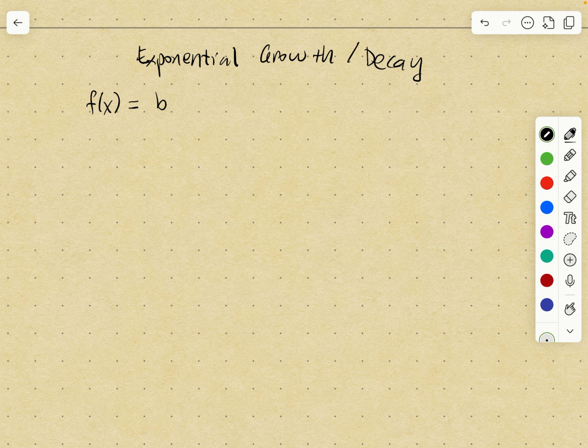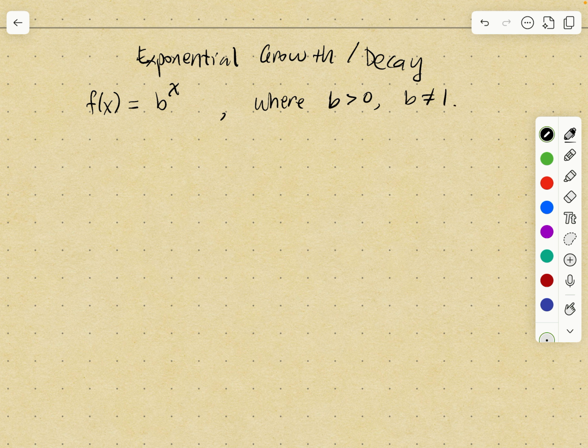In this video, we're going to talk about exponential growth and exponential decay. So last time we talked about the function f of x equals b to the x, where b is positive and not equal to 1.